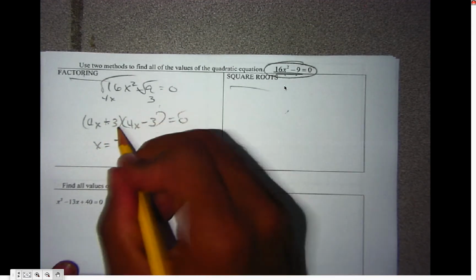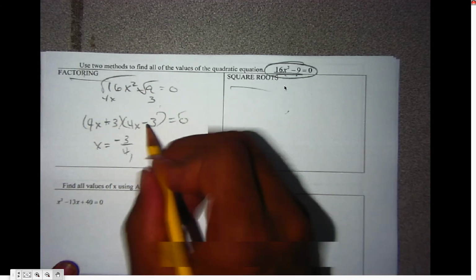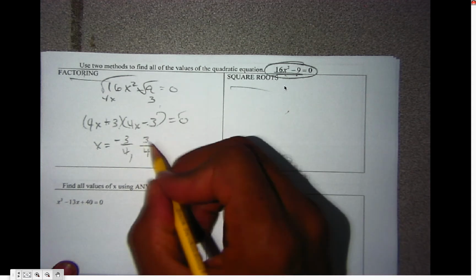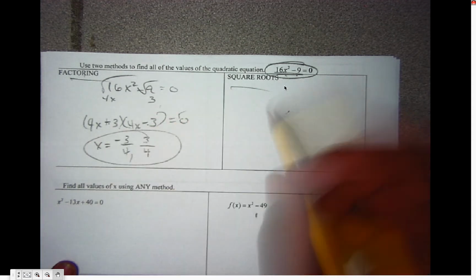Now remember, x is a liar, so the first answer is, if it's plus, the answer is minus 3, and then over the first number, 4. Okay, then that's minus, so the next answer is 3 over 4, but now it's positive. Now I should get the same answer here, right?